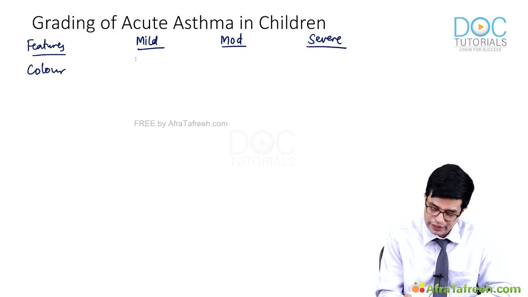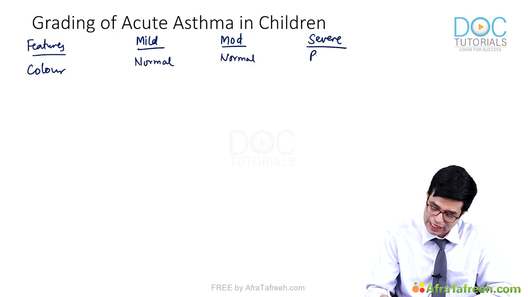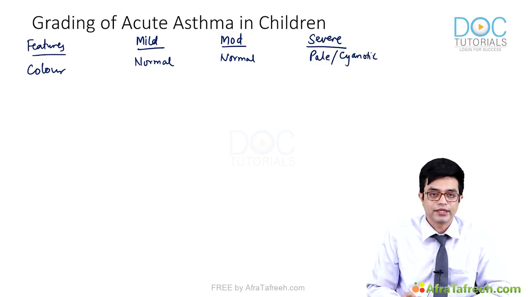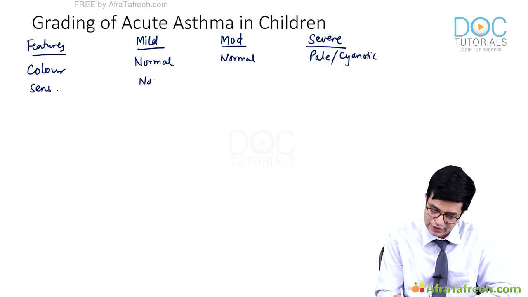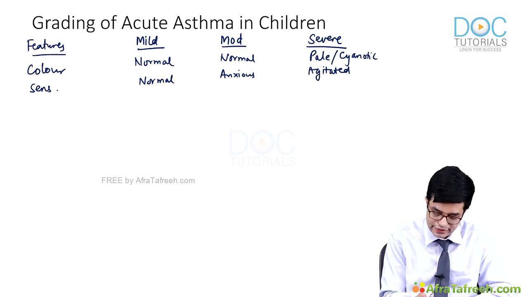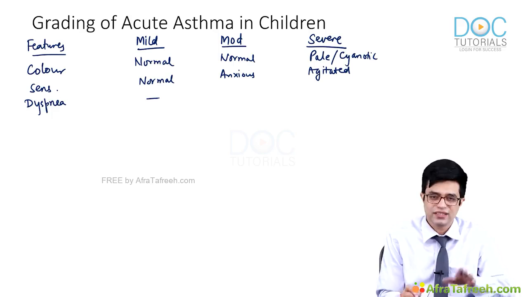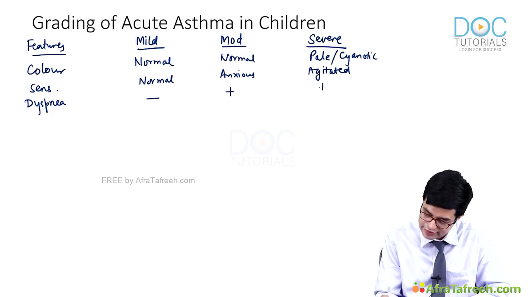Color is normal in mild asthma. It is normal in moderate asthma, moderate acute asthma attack. The child will be pale or cyanotic in case of severe asthmatic attack. Sensorium. It is normal. The child is anxious. Here the child is agitated. Then we look at dyspnea. Shortness of breath. It is absent, no dyspnea. Dyspnea is present. Dyspnea is severe.